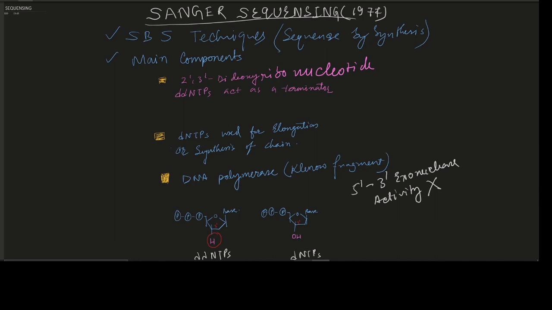Now there are some main components we need to remember. So first one is the 2 prime, 3 prime dideoxyribonucleotide, presented as ddNTPs, and it acts as a terminator. Now what does terminator mean? That means when the ddNTP gets incorporated in a synthesizing chain, it's going to terminate the reaction or stop the reaction. Now second one is the dNTPs. As we all know, dNTPs are required in any synthesis reaction. And third one is the DNA polymerase. Now remember, here we use only the Klenow fragment because it has lost the 5 prime to 3 prime exonuclease activity.